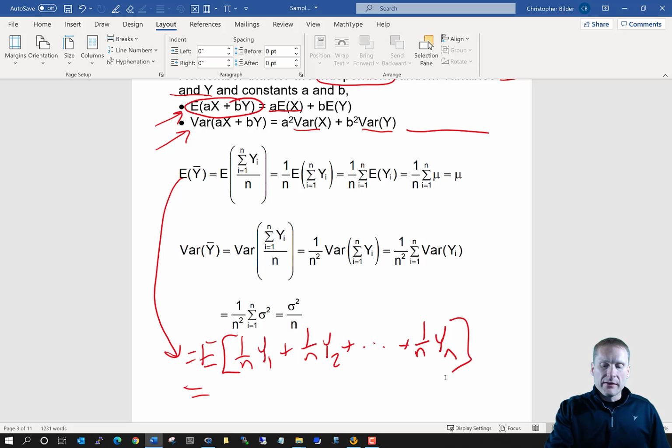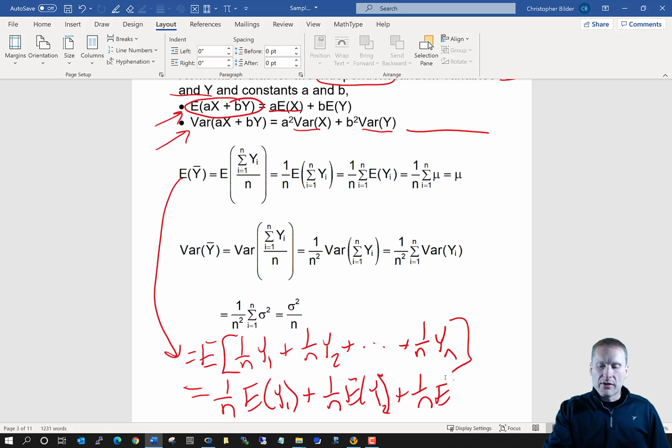So what that means is here I can bring my expectation through the sum and factor out the corresponding constant each time. Now, each of these random variables has an expected value of mu.